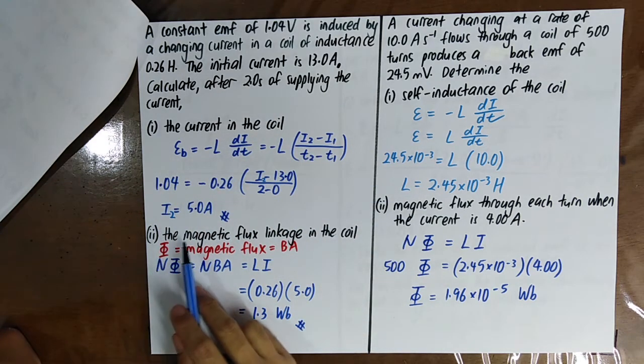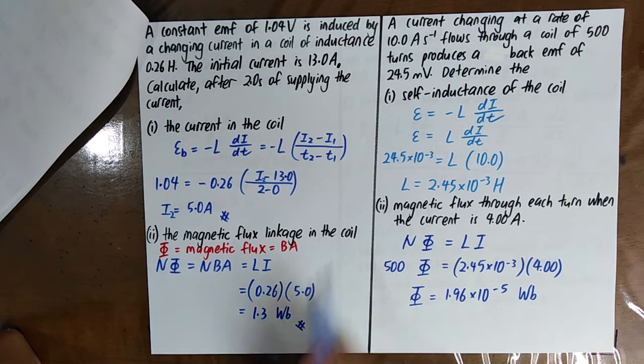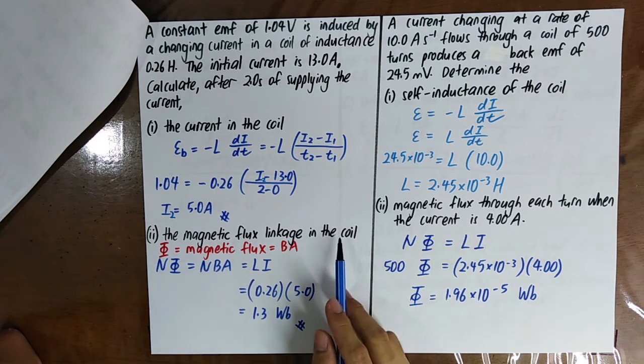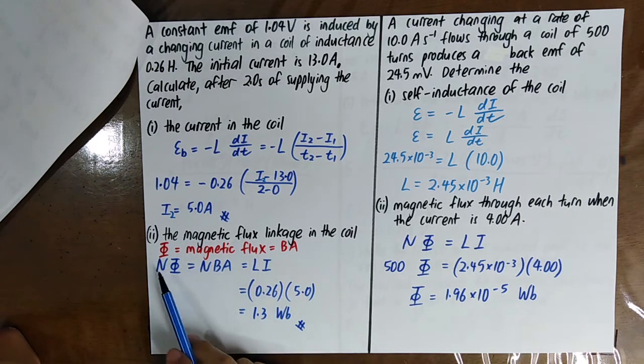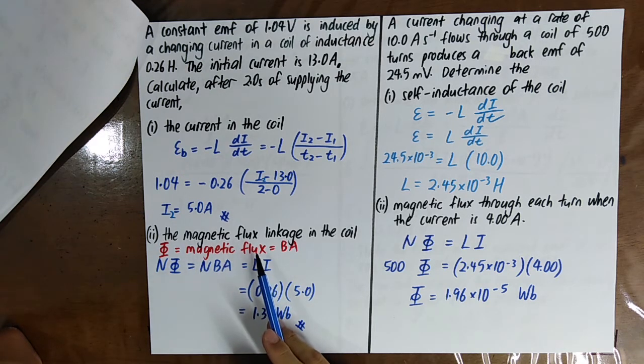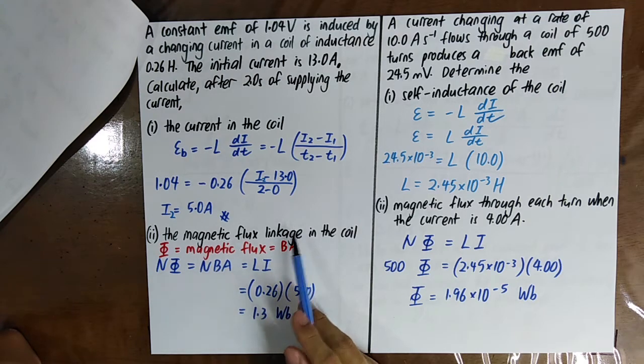And then please find the magnetic flux linkage in the coil. The magnetic flux linkage in the coil is NBA. Okay, I repeat one more time: magnetic flux is phi, magnetic flux linkage is N phi. So you can get the magnetic flux linkage, and then you have to remember that weber is the unit for both magnetic flux and magnetic flux linkage.